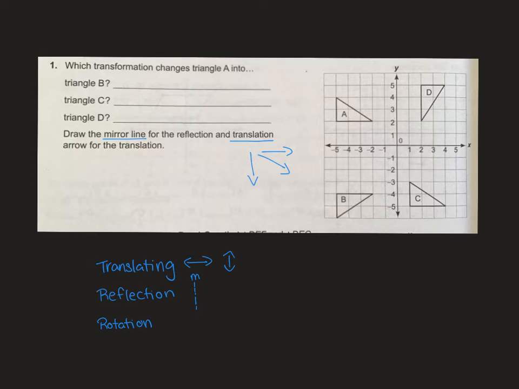So you have to see, how does it get from A to B? Is it translating like a slide? Is it flipping like a reflection? Or is it spinning like a rotation?